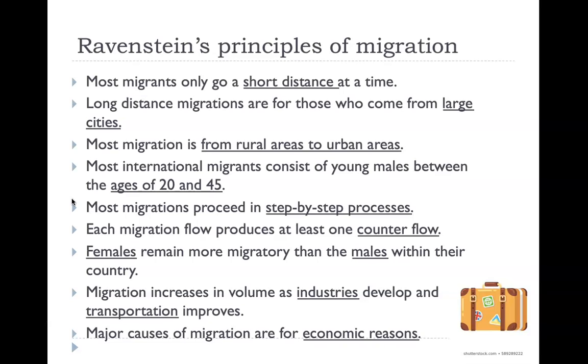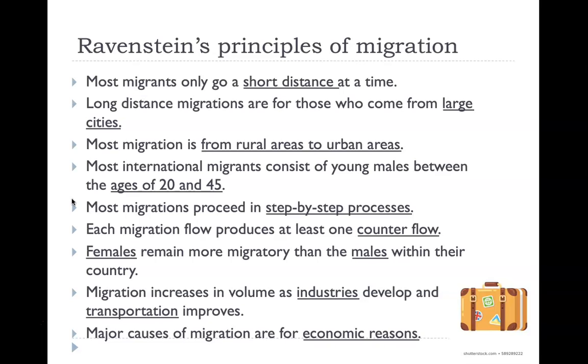Most migration, the third principle, most migration comes from rural areas to urban areas, people leaving rural areas and going to urban areas. You see this trend throughout the world. This one probably makes sense to you. He just came up with it in 1885, before any of us were alive, right?